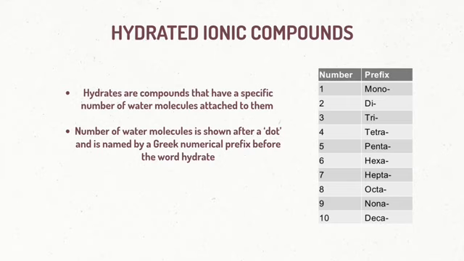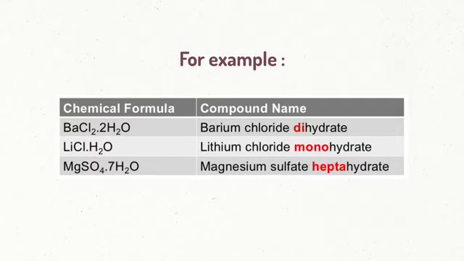Some ionic compounds, called hydrates, have a specific number of water molecules trapped within their crystal structure. We indicate this in the chemical formula using a dot followed by H2O. To name them, we use a Greek prefix followed by the word hydrate. Let's look at some examples. BaCl2·2H2O is barium chloride dihydrate because of the 2 water molecules. For MgSO4·7H2O, we use the prefix hepta to get magnesium sulfate heptahydrate.